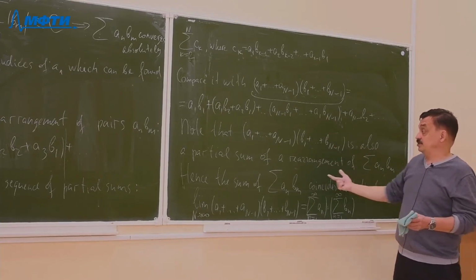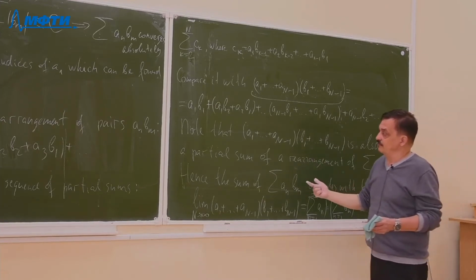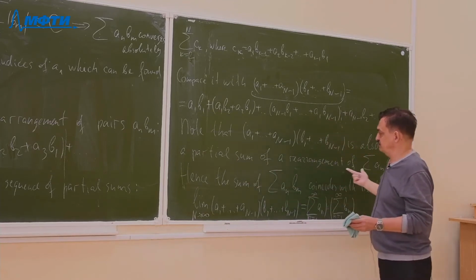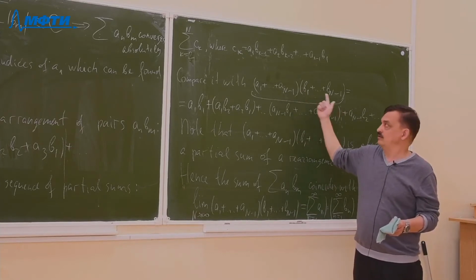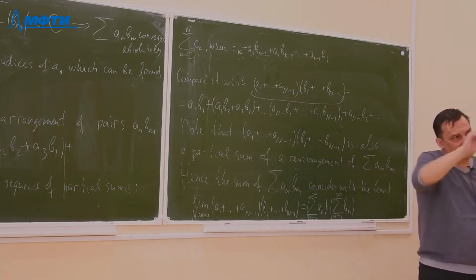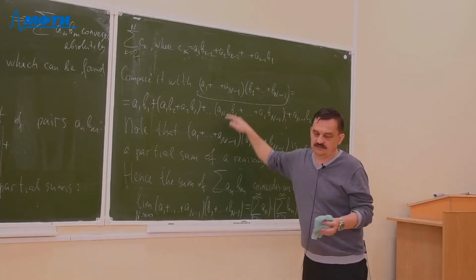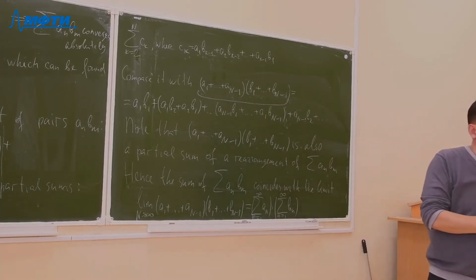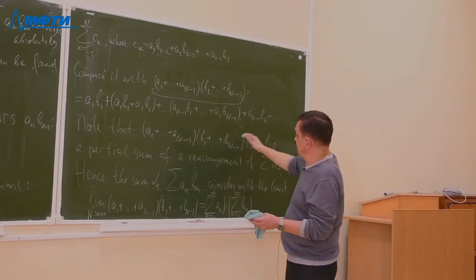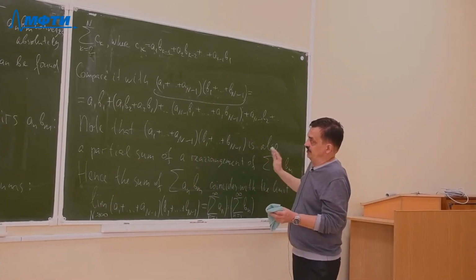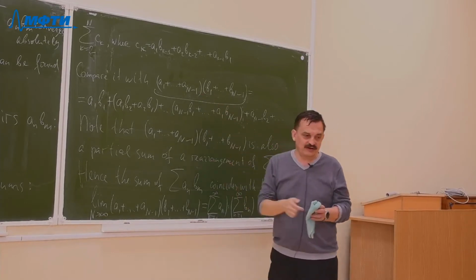And I can choose a rearrangement of our series in such a way that among partial sums of this series we will meet all those products. So we rearrange somehow, doesn't matter how, but in such a way that that product appears as a partial sum.